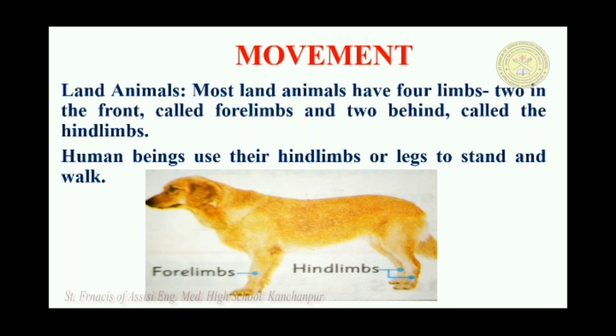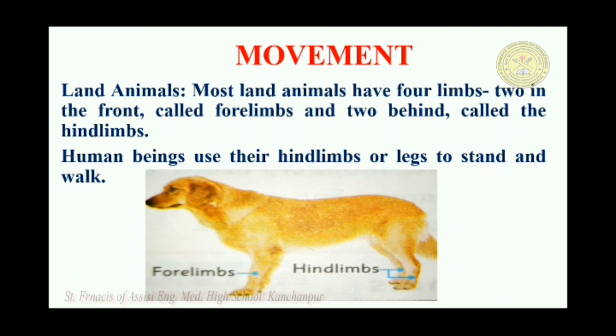And there are reptiles like lizards, tortoises and crocodiles. They also have four legs, but they crawl, they don't walk. Since their legs are short, their body remains close to the ground and they crawl. But we human beings use our hind limbs or legs to stand and walk, and we use our forelimbs or hands to do a variety of work, such as holding, picking or carrying things.